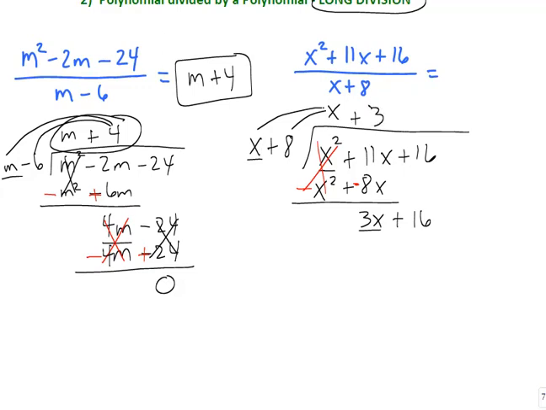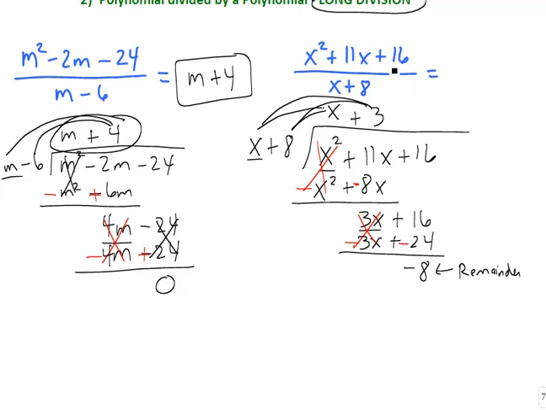Now we're going to distribute that 3 across. 3 times x is 3x. 3 times positive 8 is positive 24. Line it up, draw your line, and change your signs in that bottom row. So 3x minus 3x cancels out. 16 minus 24 gives me a negative 8. That is part of your remainder. So this time we didn't have x plus 8 dividing evenly into our numerator.